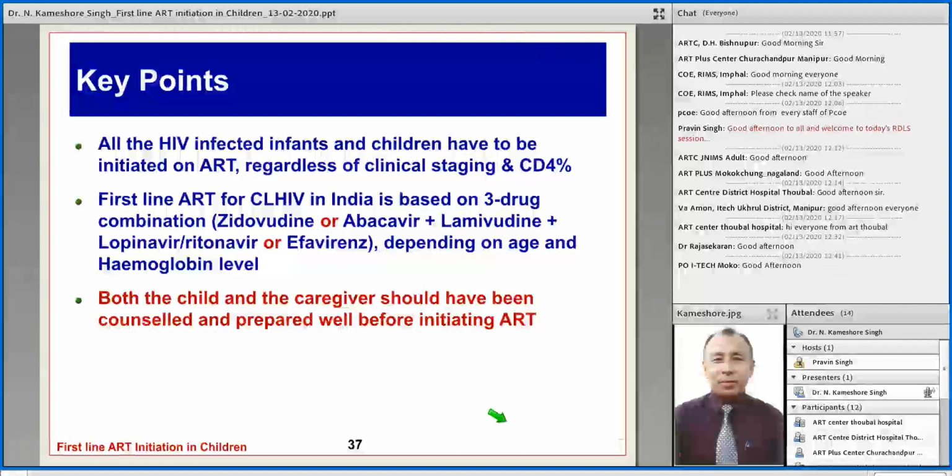The key points are that all HIV infected infants and children have to be initiated on ART regardless of the clinical staging and the CD4 count. Before initiation, all the required baseline assessment, counseling and investigations are to be done, and a 3-drug based first line ART should be selected, which is either zidovudine or abacavir according to the hemoglobin, plus lamivudine and lopinavir ritonavir or efavirenz according to the age, that is, 3 years and below lopinavir ritonavir, above efavirenz, depending on the age and hemoglobin as I have already mentioned.